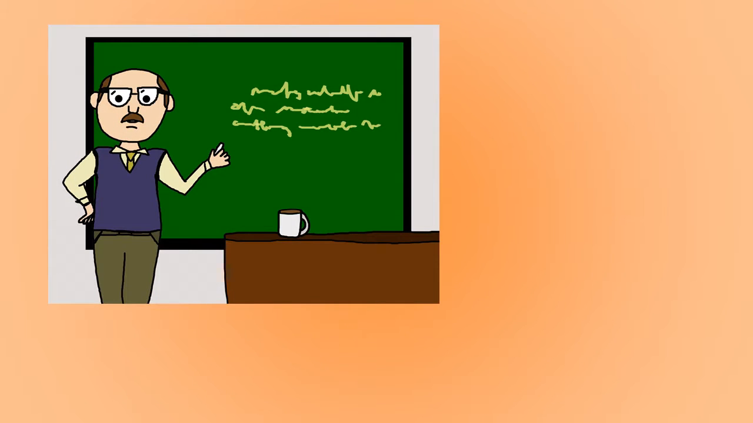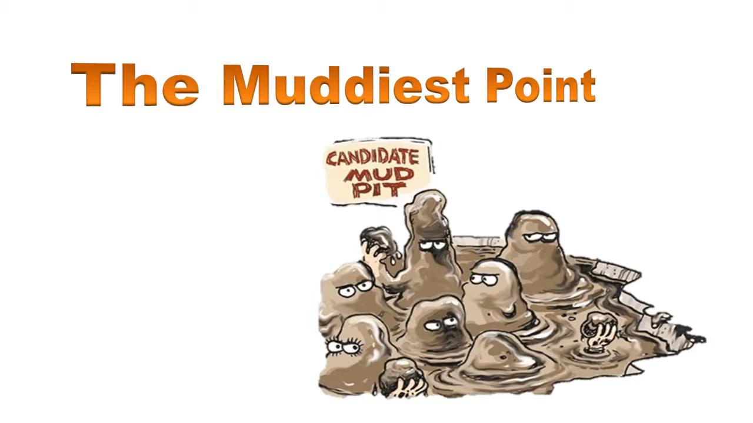What if I were to tell you that a teacher can find out immediately if today's lesson was successful? How, you ask? By using a classroom assessment technique called the Muddiest Point.